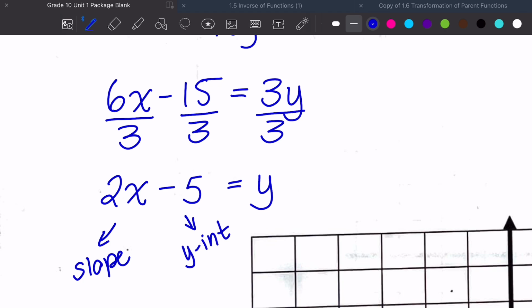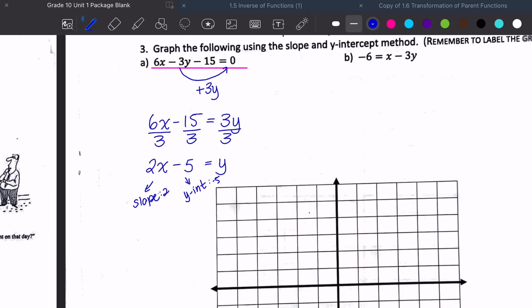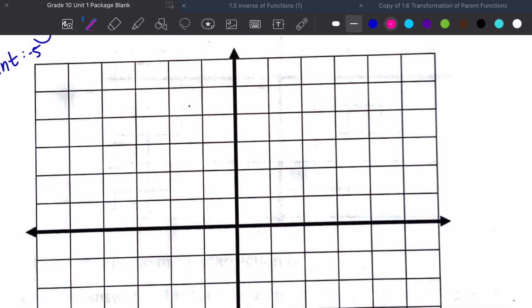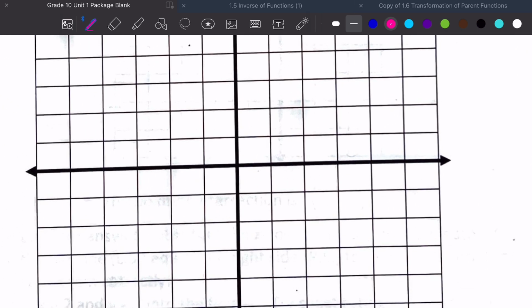And then y-intercept? -5, you got it. Okay, cool. Now we can graph it, which I'm gonna do in pink, just to denote it. And again, I'm gonna start at my starting point, so 1, 2, 3, 4, 5.